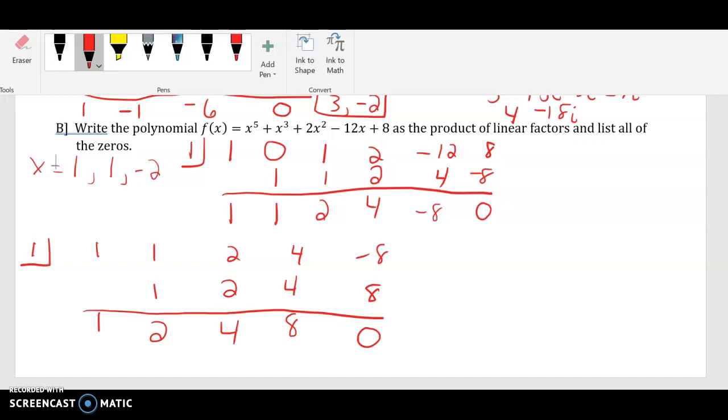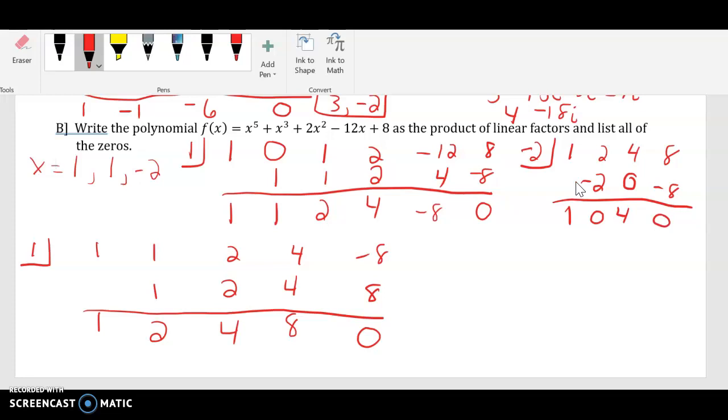So last thing we're going to do here with negative 2, we're going to put it in the box. And then we have a 1, a 2, a 4, and an 8. Don't go back to the beginning and start over. Bring down your 1, multiply. What's that, negative 2? Add, multiply, multiply, add. Again, I got a remainder of 0.